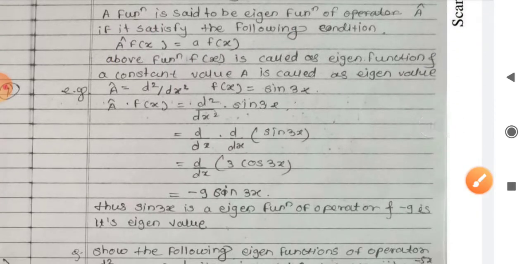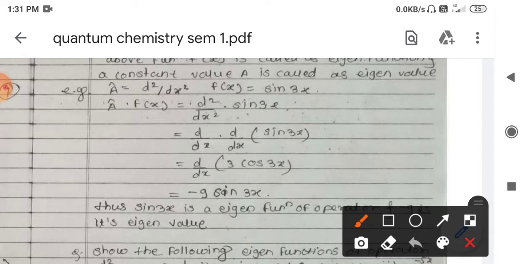So the above function f of x is called the eigenfunction, and the constant value obtained, that is small a, here it should be small a, not a capital A. It is the small a which is called the eigenvalue.